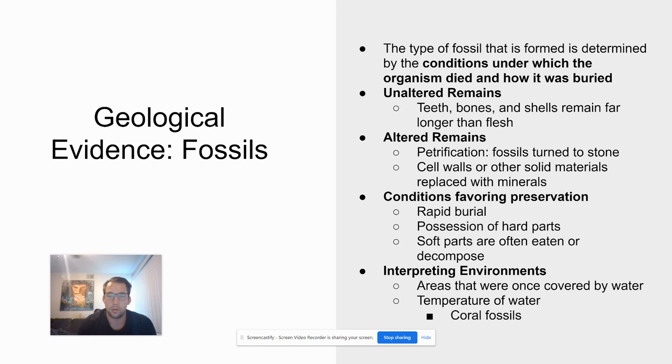And then we're able to use fossils to interpret environments. So we might find coral fossils in places that don't have an ocean right now. That tells us that there used to be an ocean there.